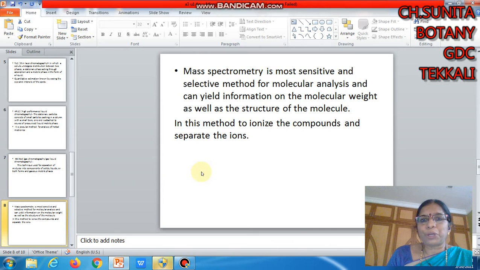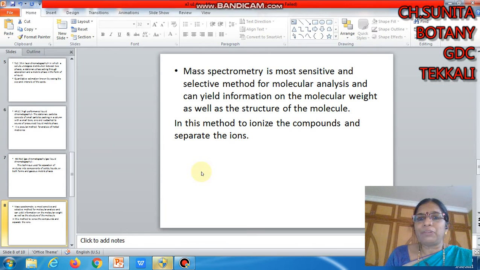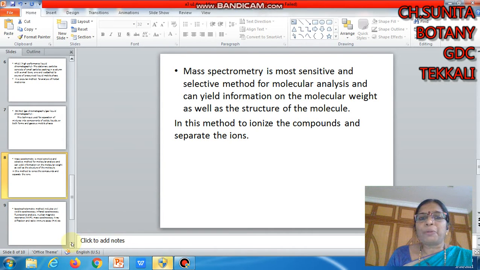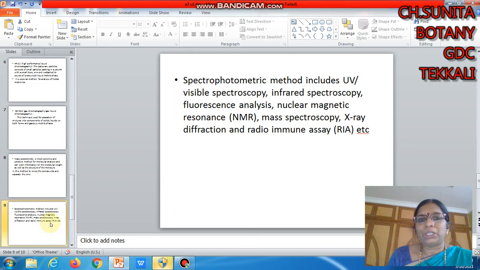Next one is mass spectrometry. It is the most sensitive and selective method for molecular analysis and can yield information on the molecular weight as well as the structure of the molecule. So this is a very important and very sensitive method by which we can understand the molecule's weight as well as its structure. In this method, the compounds must first be ionized and separated as ions, so that correct information can be obtained.